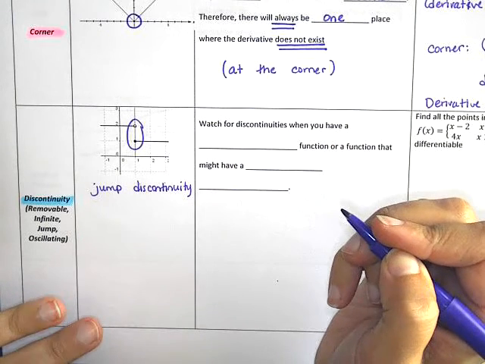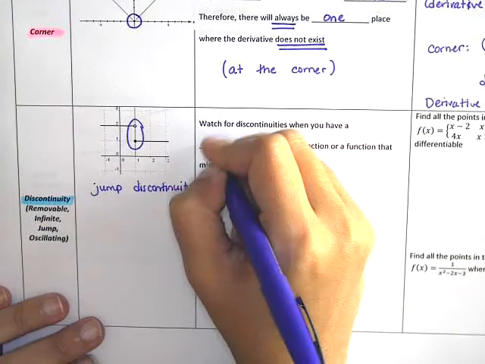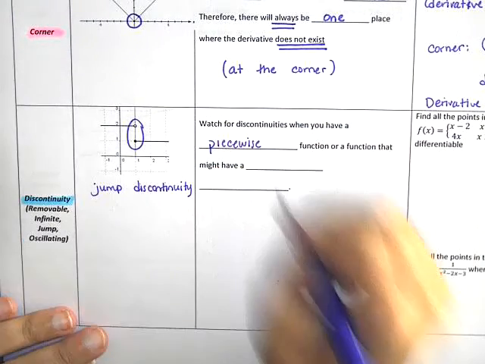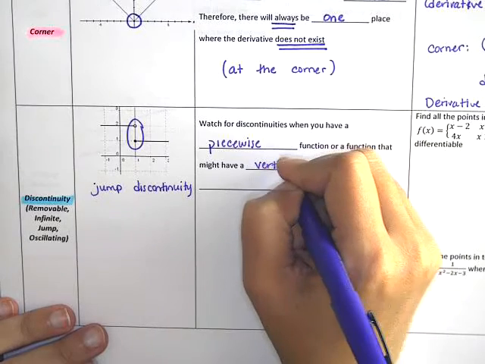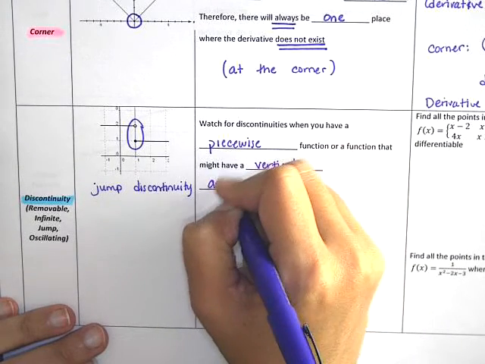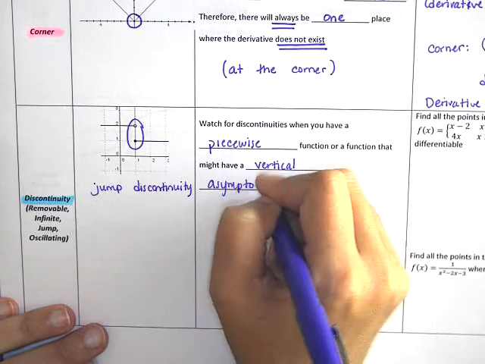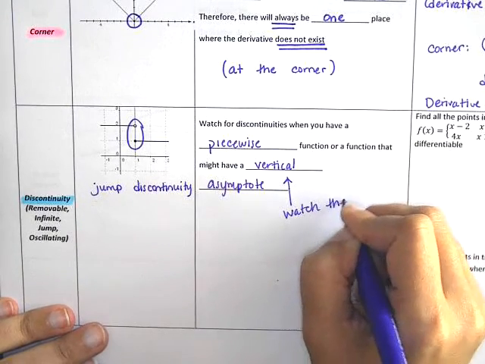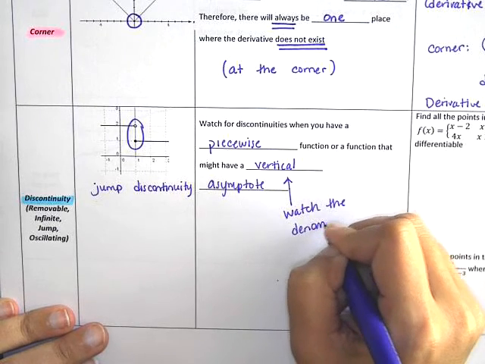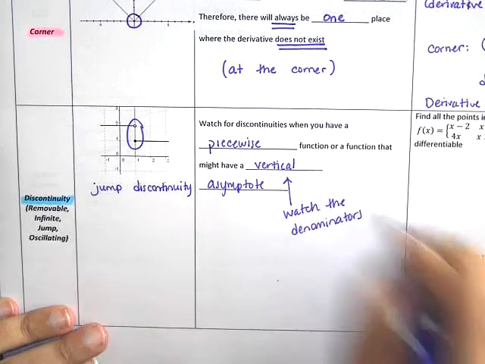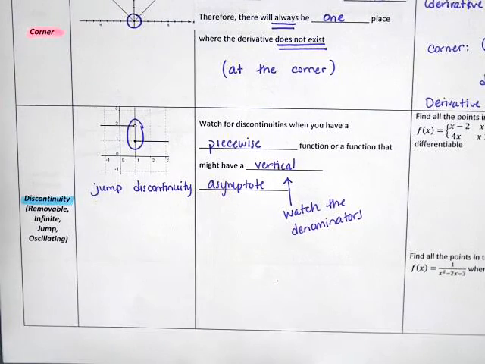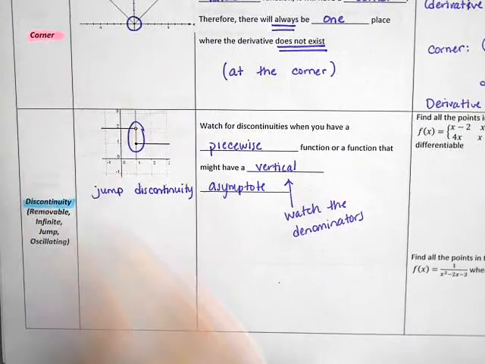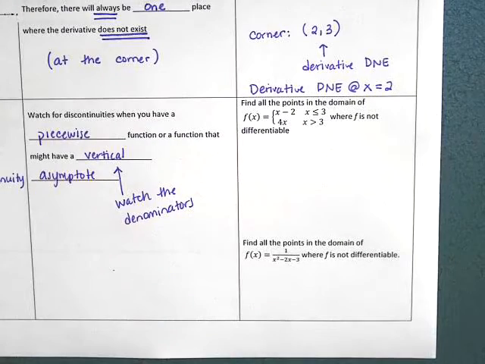So watch for discontinuities when you have a piecewise function, let's start with that. When you have a piecewise function or a function that might have a vertical asymptote, so watch for denominators. Here are 2 examples. Visually you can see discontinuities pretty easily. When you have an equation, how are you going to identify them?